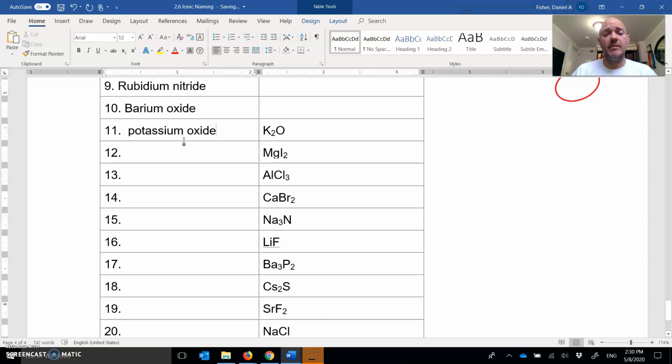Again, don't worry about capitalizing the names of the substances. They're not actually proper nouns. They don't need to be capitalized. A lot of people think that, but I'm not going to mark you wrong if you do or anything, but just something to think about.